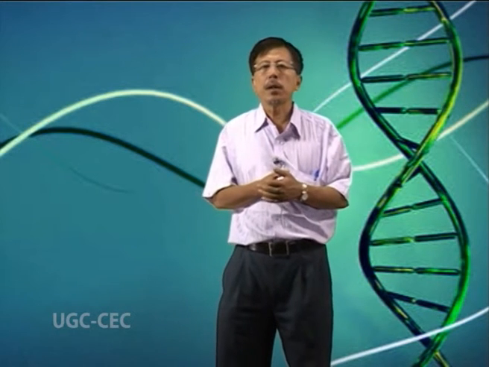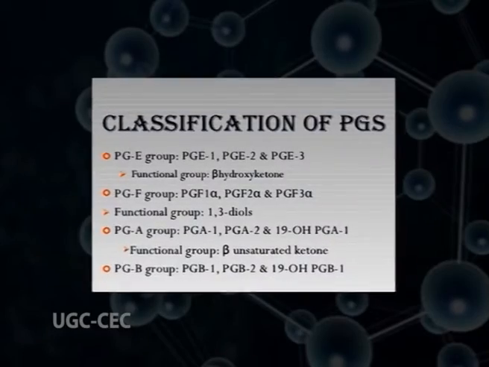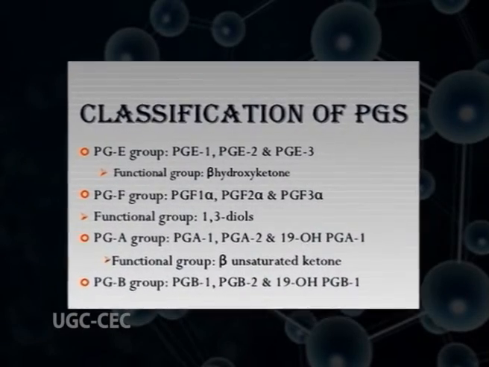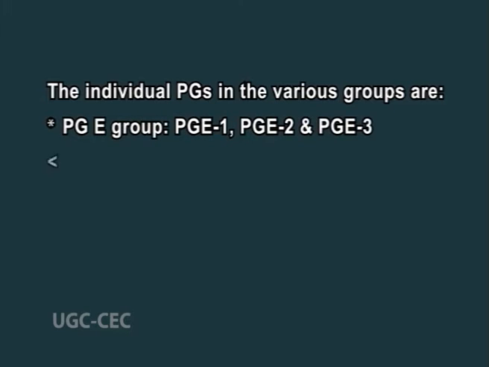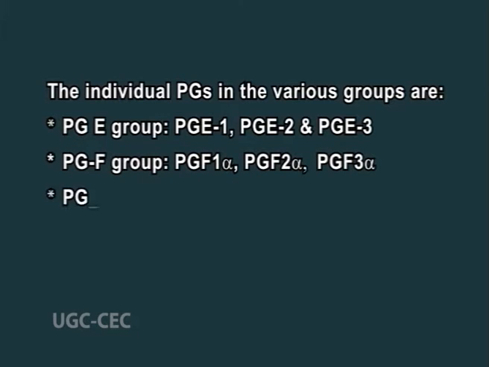Let us now look at the classification and structure of prostaglandins. Prostaglandins may be classified into four groups: prostaglandin A group, prostaglandin B group, E group, and F group. This classification scheme is shown in the diagram. The individual prostaglandins in the various groups are: in the PGE group, we have PGE1, PGE2, and PGE3. In the PGF group, we have PGF1 alpha, 2 alpha, and 3 alpha.